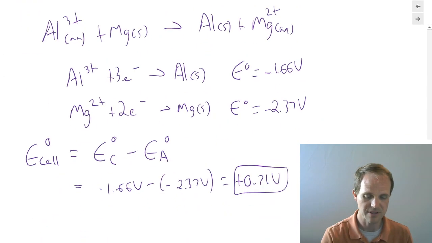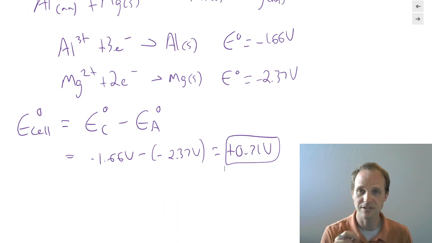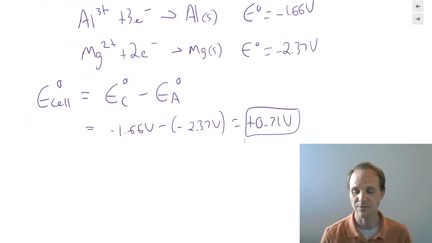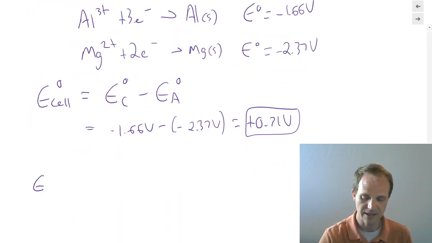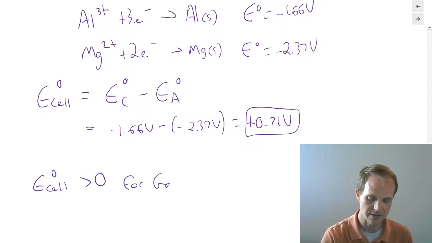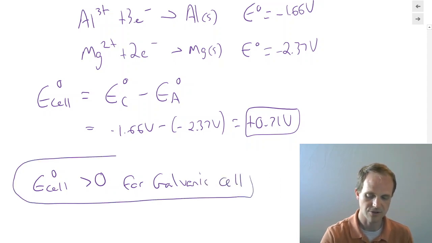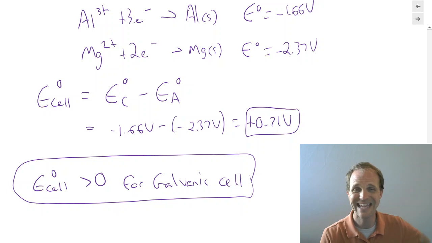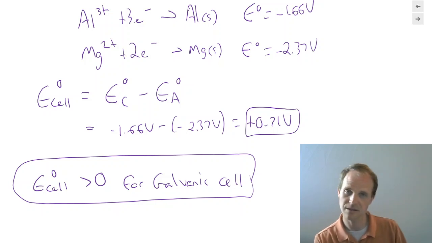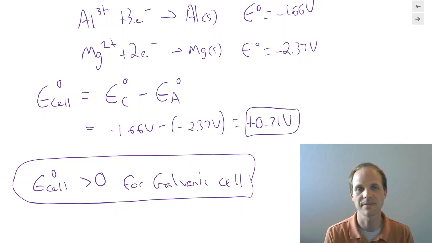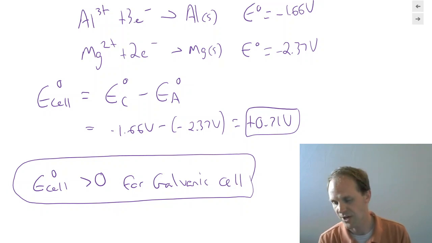Notice something about both of these numbers. They were both positive. Both of our cell potentials were positive. And in fact, we find that is always true. E cell is greater than 0 for a galvanic cell. Your cell potential is always going to be greater than 0 for a spontaneous cell. It's a great check on your work. Okay? If you did some stuff and you ended up with a negative E cell, you should be looking to check again whether you messed something up. Great check for your work.